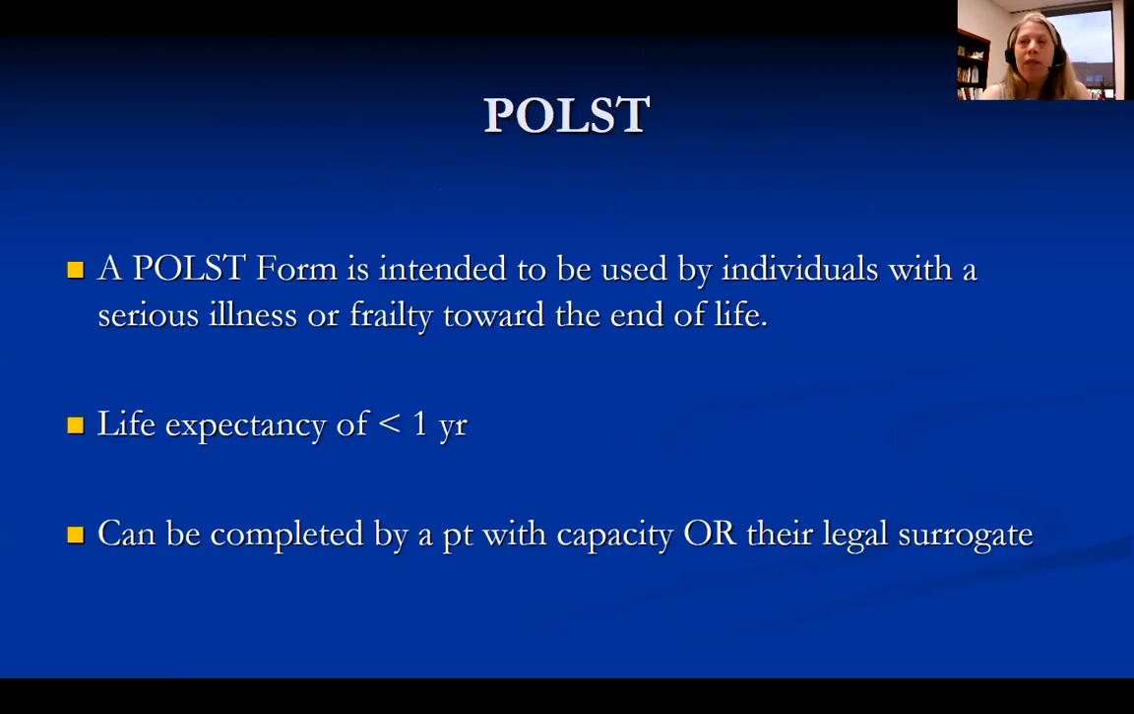A POLST form is intended to be used by individuals with a serious illness or frailty towards the end of life. It's really for patients for whom the physician thinks has a life expectancy of less than 1 year. And it can be completed by a patient with capacity or their legal surrogate.